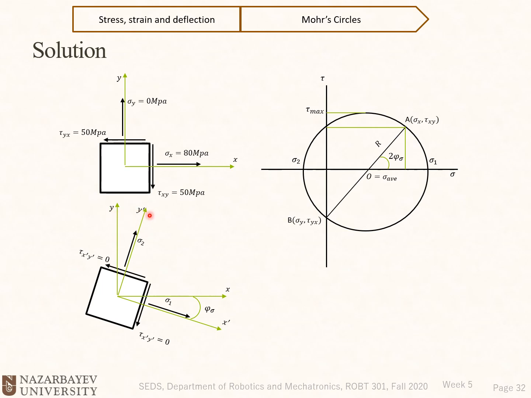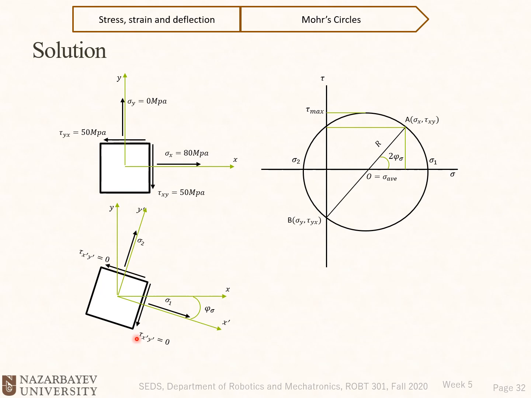in the new coordinate system of x prime, y prime. We have a new coordinate system now, x prime, y prime, and sigma x prime will be equal to sigma 1. And sigma y prime will be equal to sigma 2. Why? Again, because look, point B is now sitting on point sigma 2. So sigma y is now equal to sigma 2, or sigma y prime in the new coordinate system.